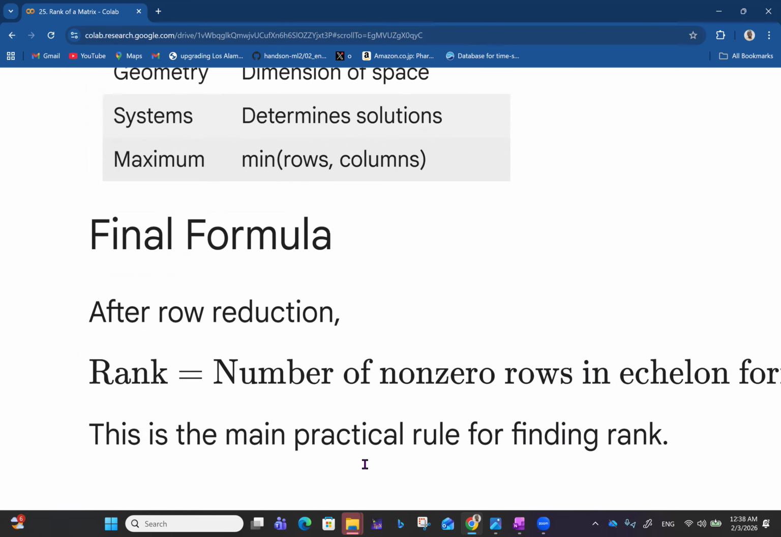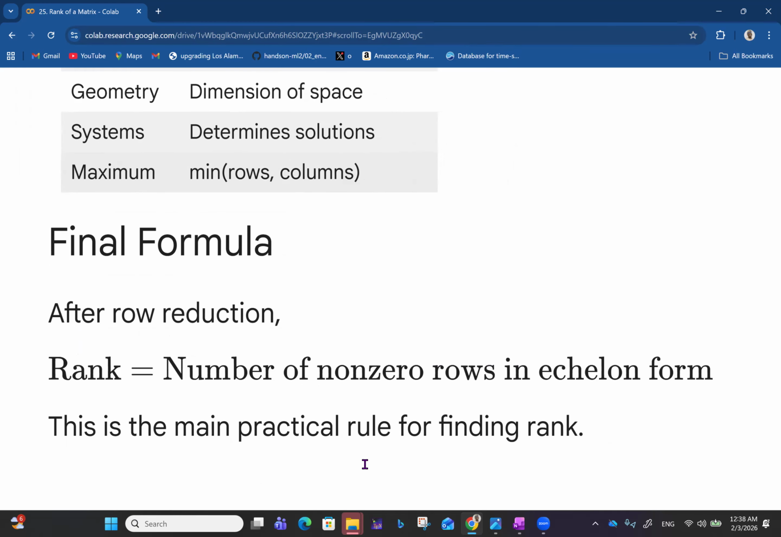So if you have a 2 by 3 matrix and you're focusing on rows, the matrix would have full rank if the rank is 2. If you're focusing on columns, the matrix would have full rank if the rank is 3. So it depends, but most times you just focus on the rows.